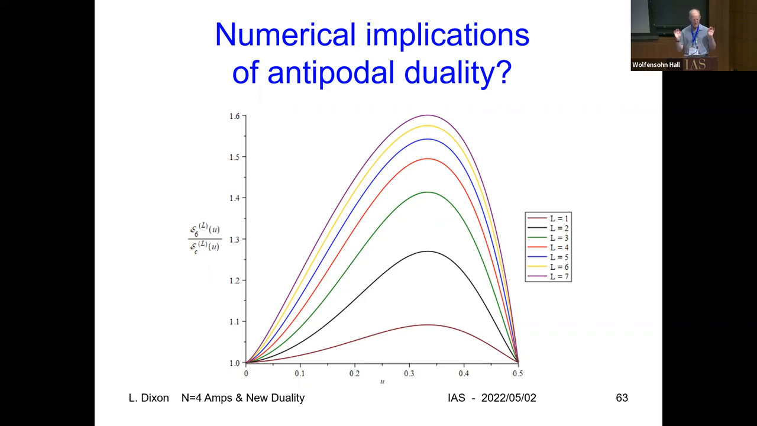So the ratio has to be one at the endpoint. But then we can ask, how does this antipodal duality, or whatever it means beyond IPIs, actually affect the numerical answer? And the answer is that through seven loops, it's good to 1.6. So 1.6 doesn't sound so great, but in the normalization we use, each loop order is changing by a factor of 10 or more. So it still seems kind of amazing that it doesn't differ by more. That's all we can say about something numerical at weak coupling.